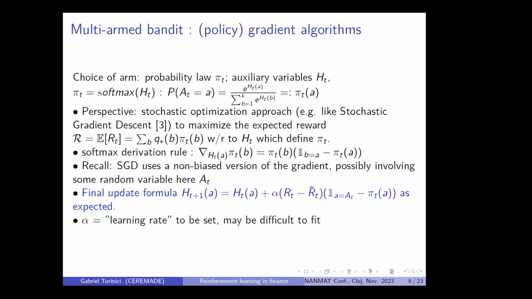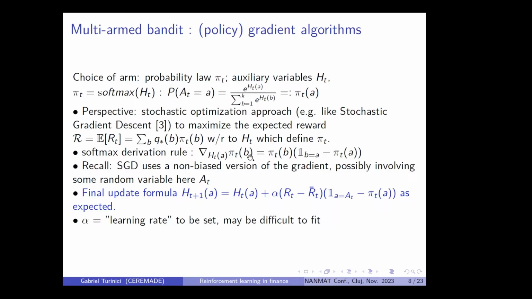People like to work with very free variables, which are the logarithm of pi, called here h, up to a constant, and introduce the softmax function. So h gives pi with this formula: exponential of h over an overall factor. These are the new variables. You can derive pi with respect to h. This is an easy formula to find.